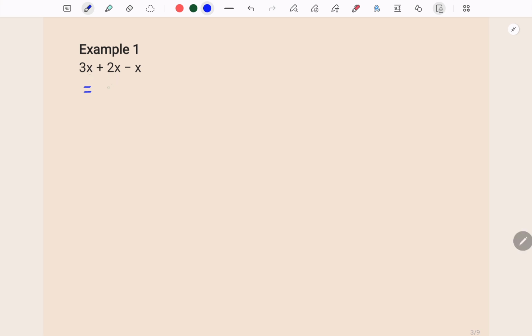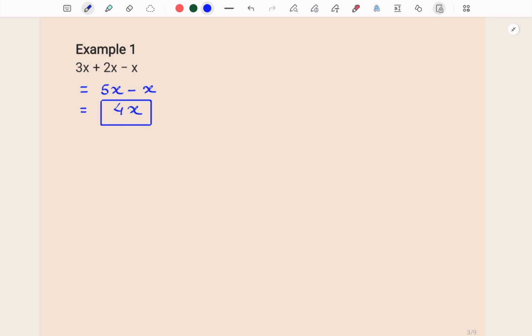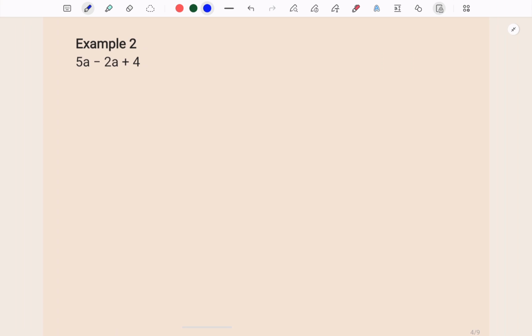3x plus 2x will give 5x. 5x minus x gives 4x. So this is the simplified version of this expression. This is an example question that is very simple, and we will move to difficult questions as we go through this video. So the second example is 5a minus 2a plus 4.